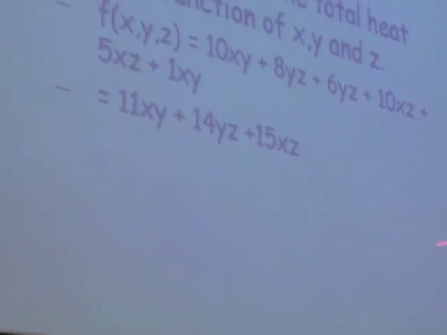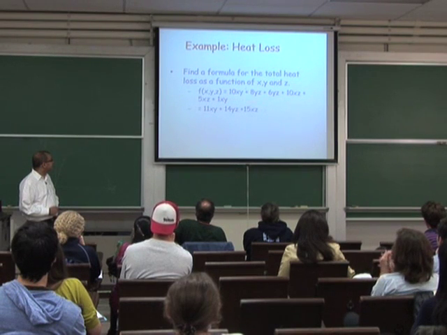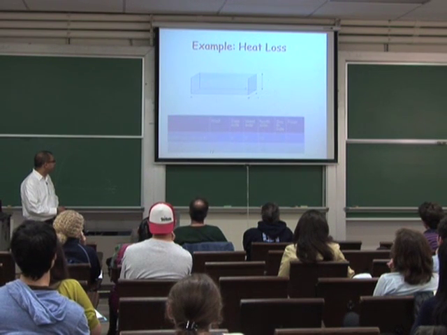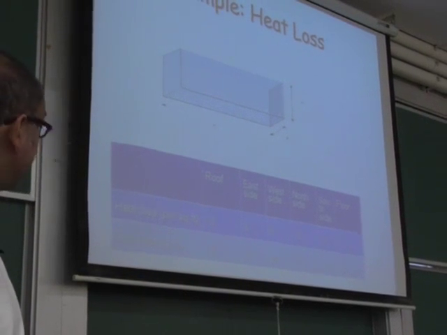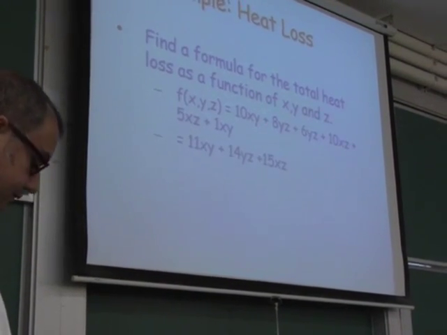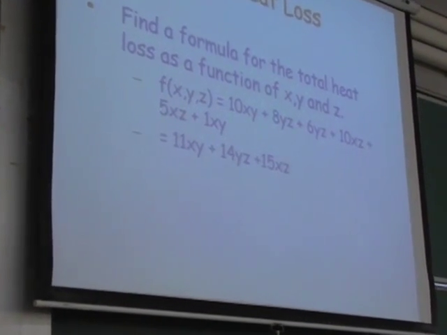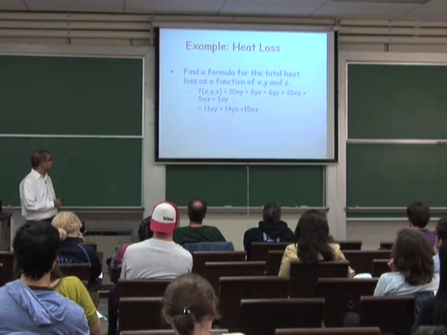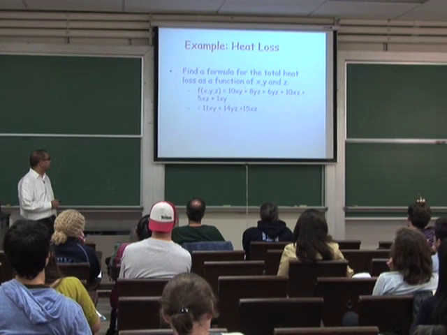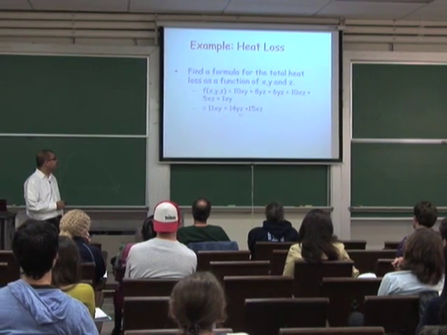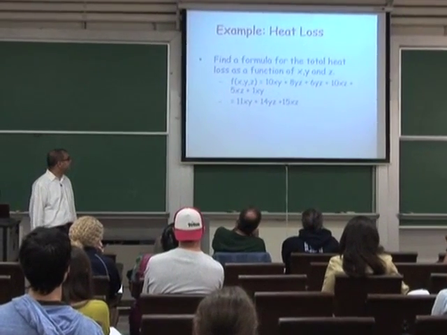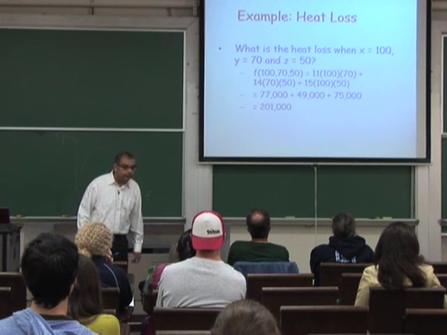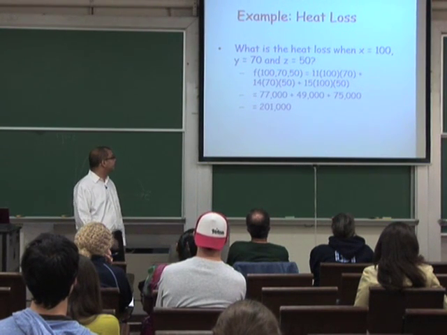So the total heat loss is given by this function. Okay, so 10 times xy is the heat loss from the roof, plus 8 times yz is the heat loss from the east side, and so on. Okay, everybody with me? When you simplify this expression out, you'll get this, which is a function of xy, yz, and xz. And you can ask, well, for particular values of x, y, and z, what is the rate of heat loss?